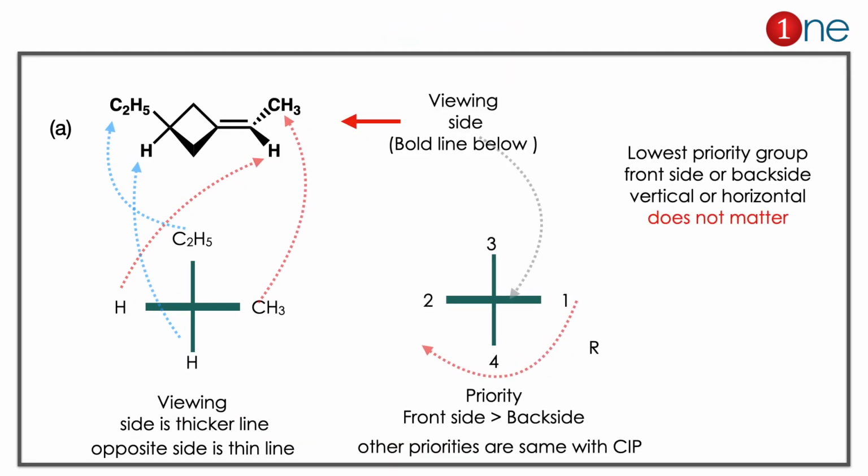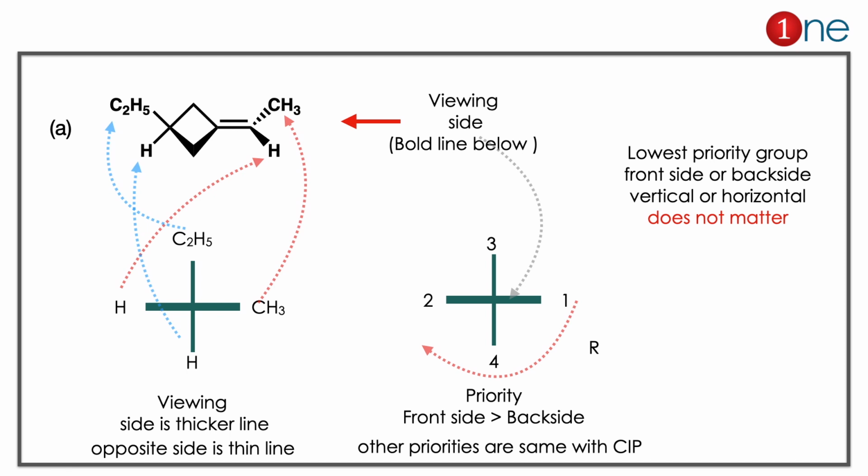Here it will be interesting once you know the fact that you have to do different things for R and S configuration. Normally the viewing side is important. While drawing the viewing side, you have to write with the bold line there. So bold line represents you are reading from that angle that has high priority. That meaning front side has high priority.